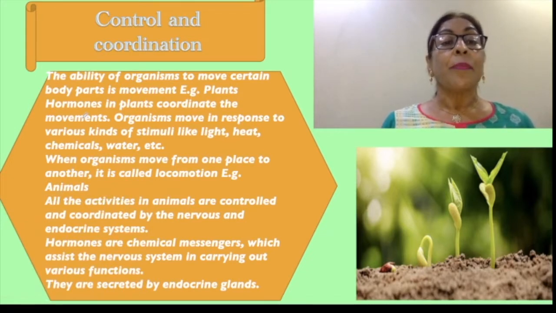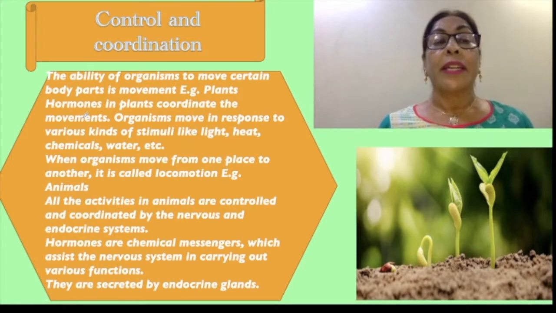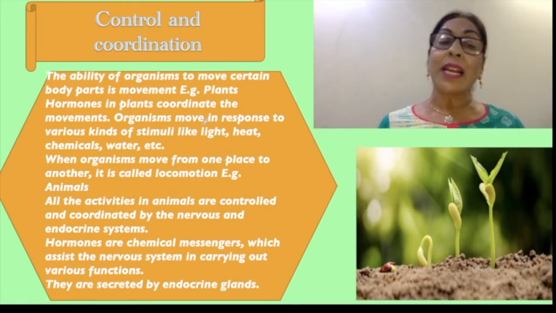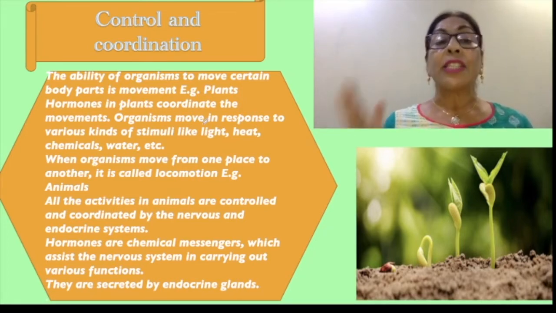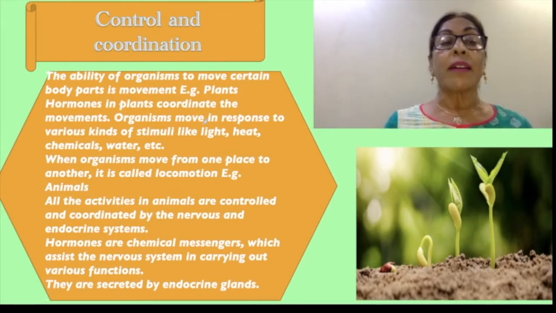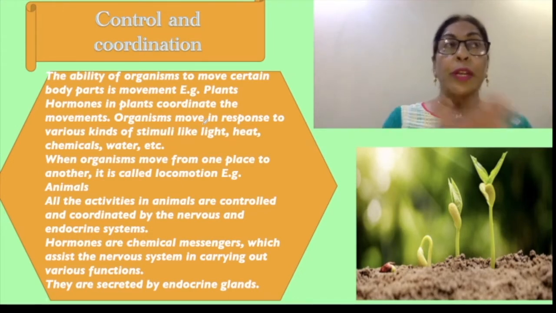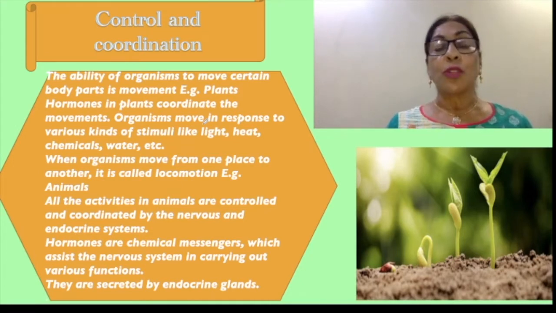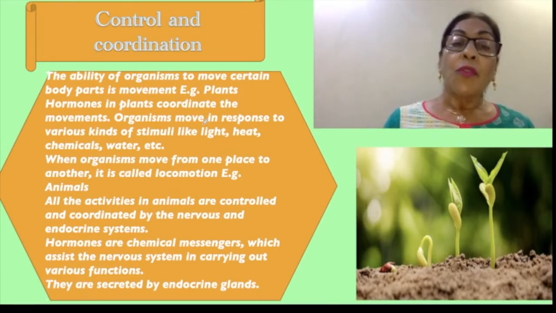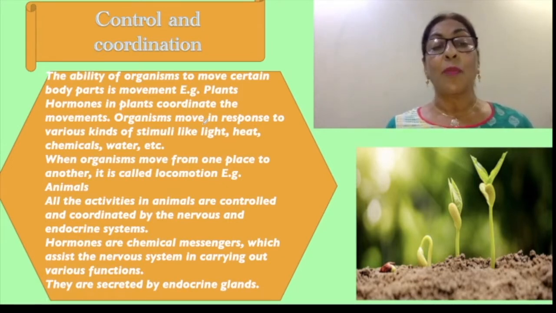Now here you can see hormones in plants coordinate the movement. Organisms move in response to various kinds of stimuli like light, heat, chemical, water, etc. When an organism moves from one place to another place, that is called locomotion, like when we are moving from one room to another room, by train, by bus, by car. So this is called locomotion. Animals have locomotion and we can move our hands, legs. This is called movement.